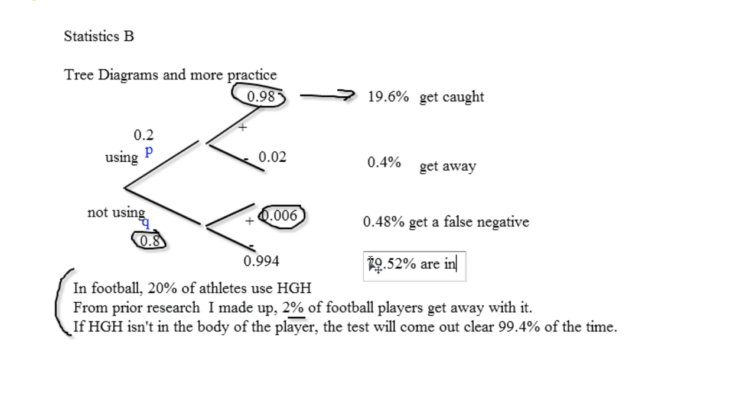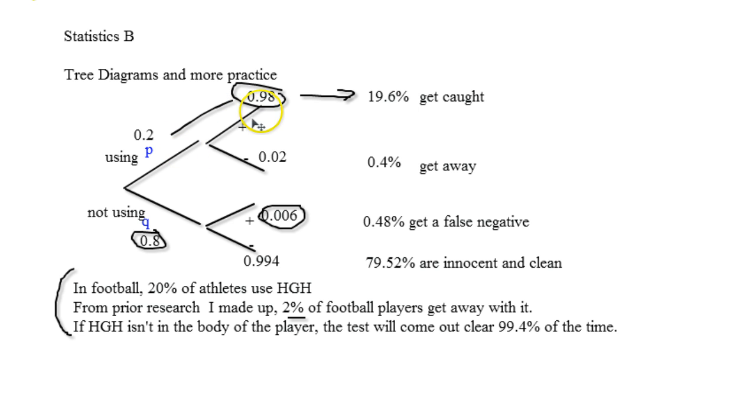Those are innocent and clean. As you can see, even though they're not using, there's still some that get caught, and that takes away some small percentage of that. And even though they are using HGH, there's a small percentage that will get away with it. So it's a really interesting thing to think about when you're working with tree diagrams.